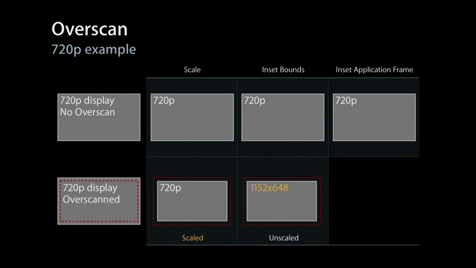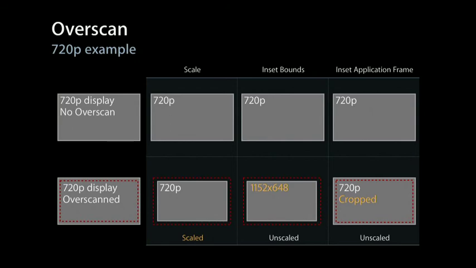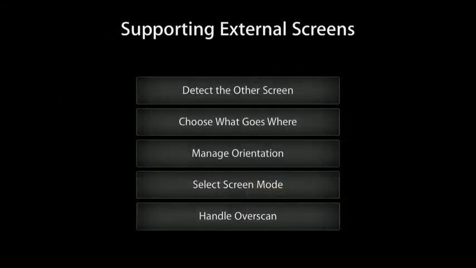Now this choice avoids a scaling, but it may be problematic for your app to deal with these weird frame buffer sizes. The last choice, inset application frame, gives you a 720p frame buffer, but it sets the application frame property to the title safe area. Now you can write all over that 720p frame buffer, and you only need to pay attention to the application frame when you want something to definitely be visible. So, 5 steps: detect the other screen, choose what goes where, manage orientation, select screen mode, and handle overscan.